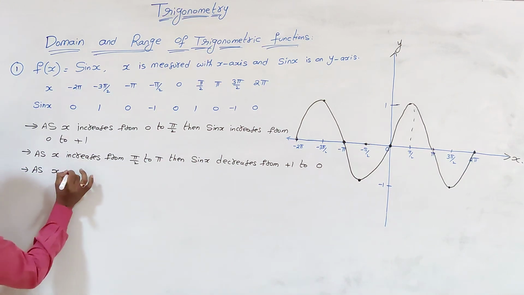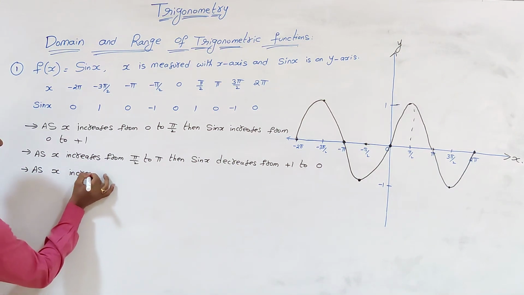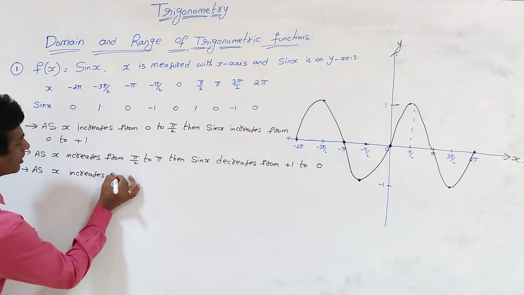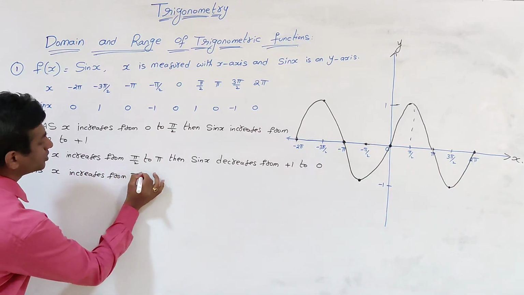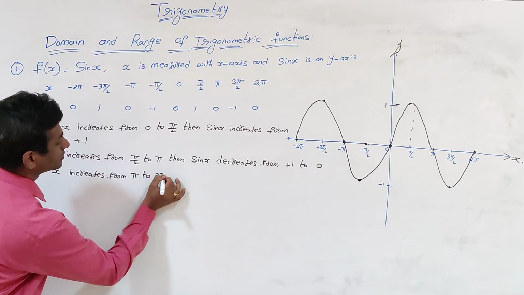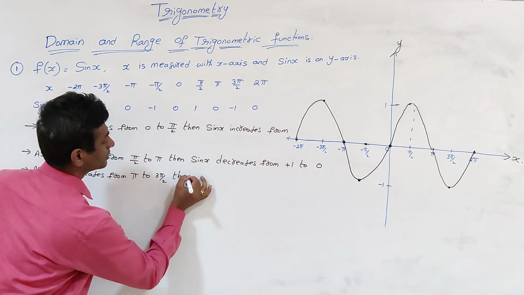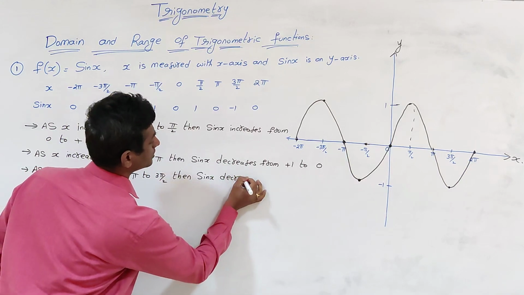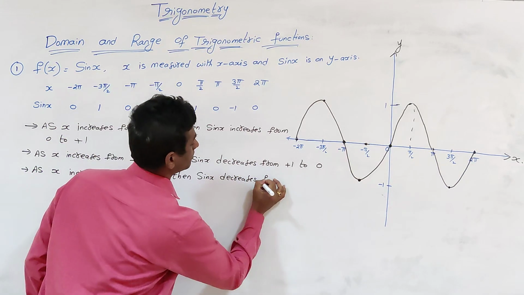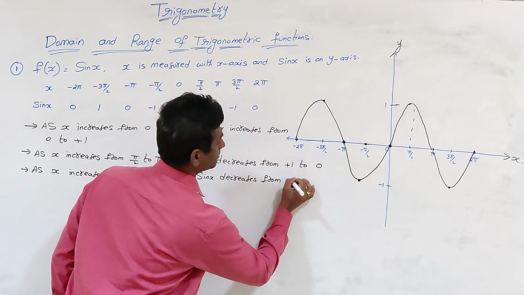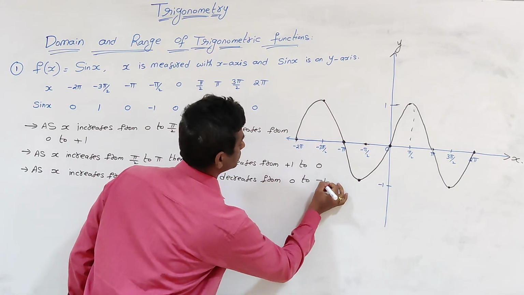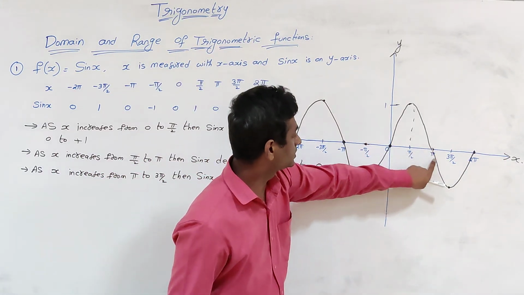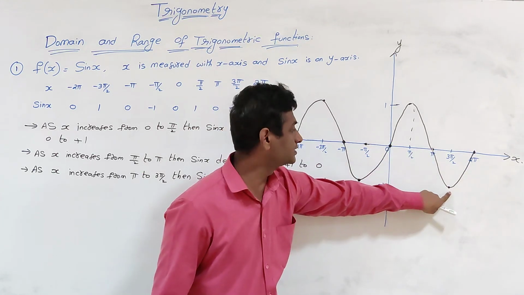As x increases from pi to 3 pi by 2, then sin x decreases from 0 to -1. If you observe this clearly, it will be slowly decreasing.